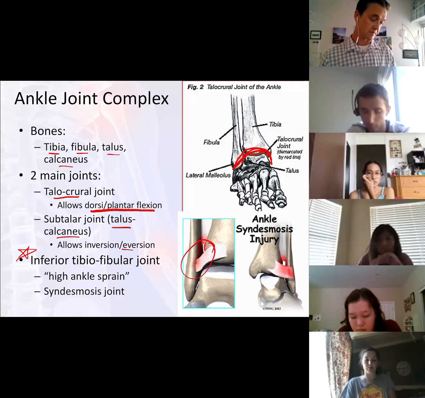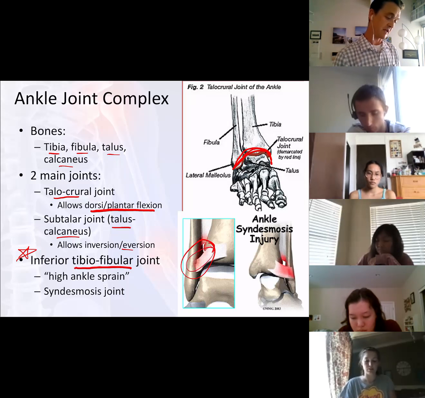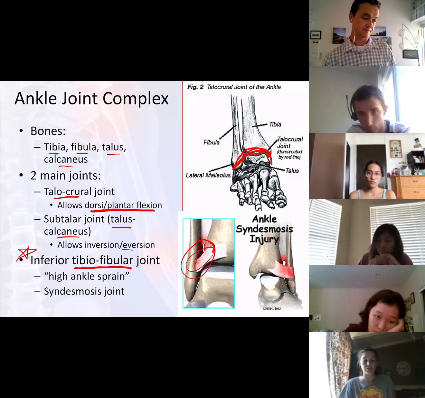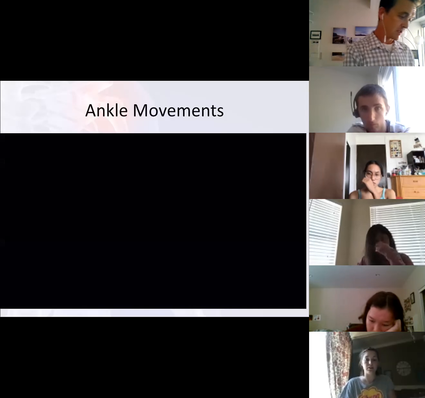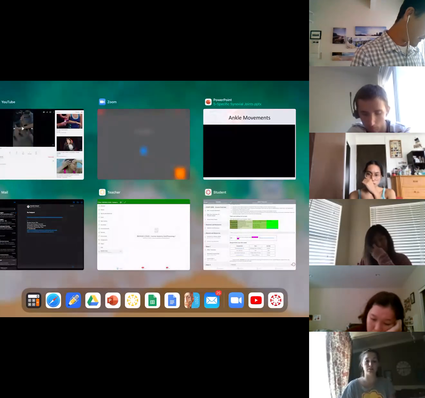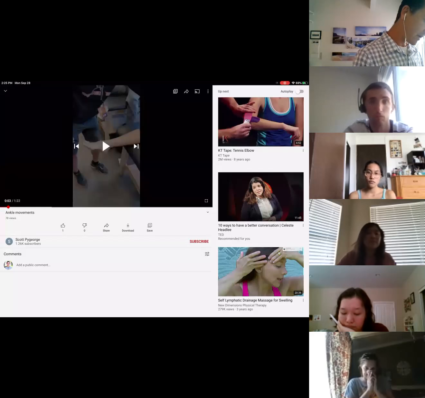We also have this joint up here, the syndesmosis joint, that's called a high ankle sprain. And you hear of those sometimes in football. Those are in the joint called the tibiofibular joint, and there's a ligament there, the anterior tibiofibular ligament. Okay. All right. Let me just show you this real quick. It's just a 1-minute video that shows you those motions really well.